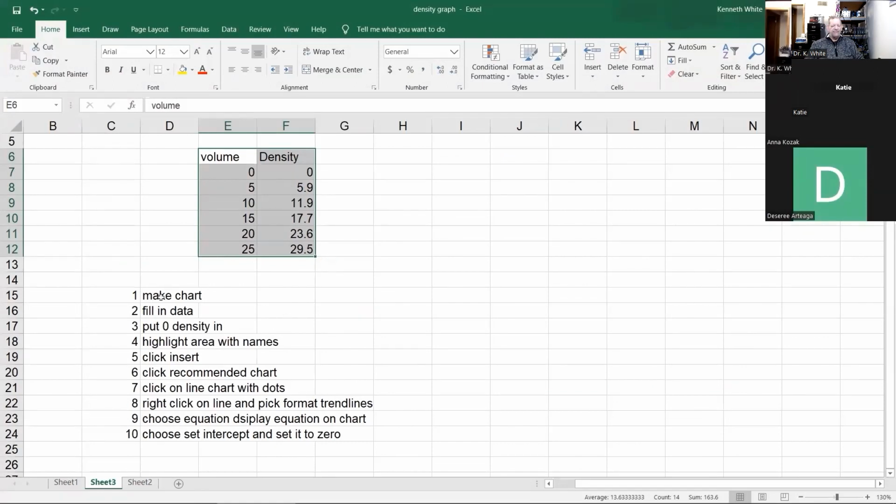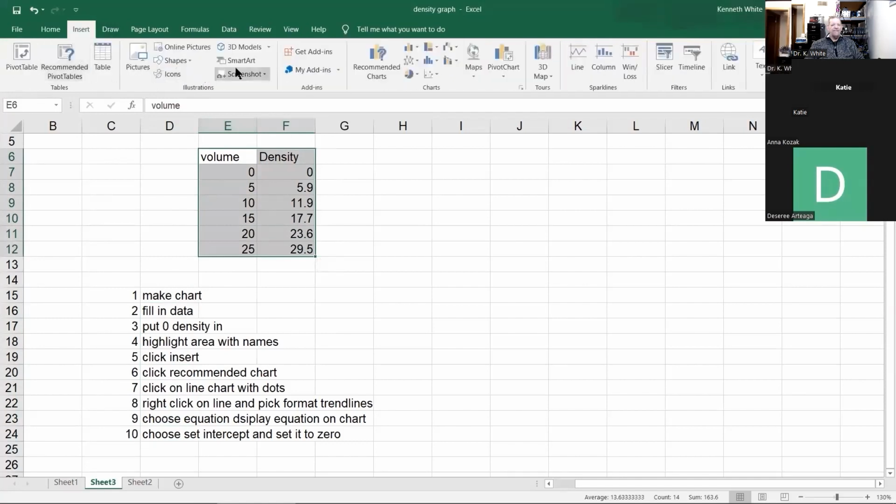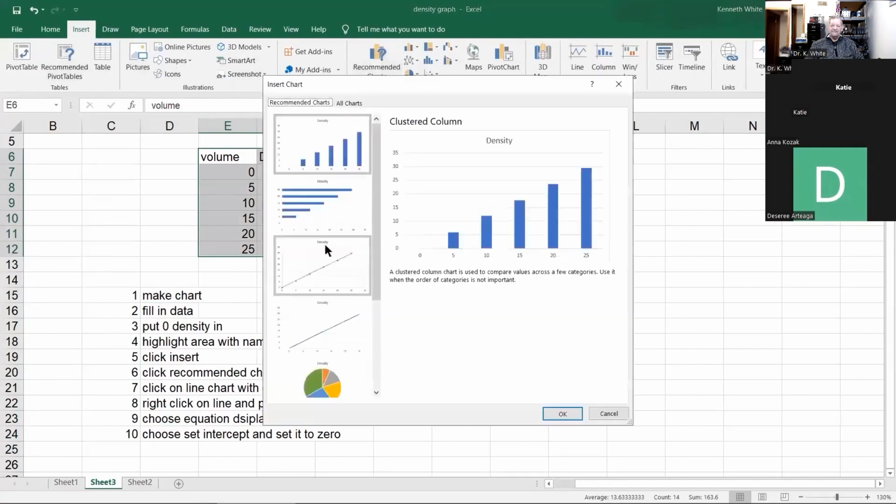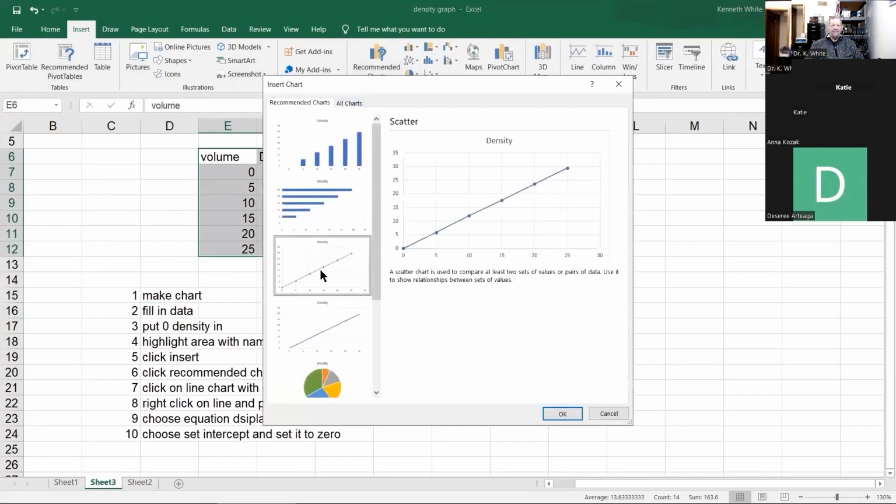If you notice right here, I have step-by-step instructions. Make the chart, fill in the data. I've done that. Highlight it. Then you click on insert, and then see here, recommended charts. Click on that. The one with the line of dots, you click on. And I'm going to hit OK.